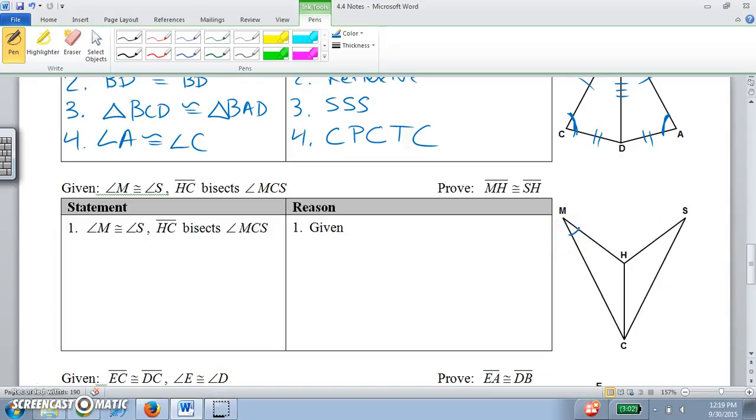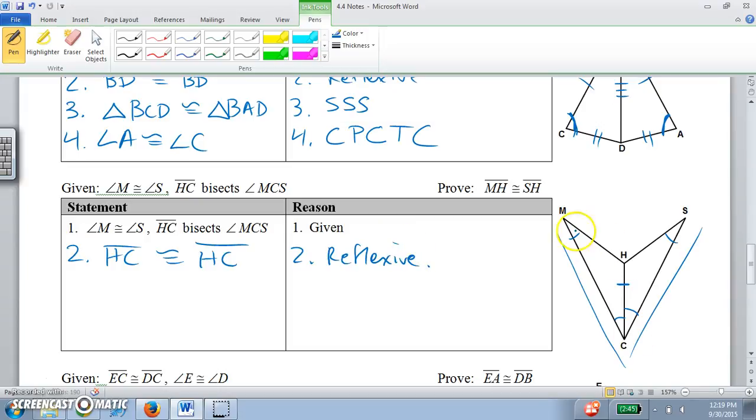Next one, angle M congruent to angle S. HC bisects angle MCS. So this whole angle right here is being cut in half. So these angles are congruent to each other. Next step, we need to state that we have a reflexive side. HC congruent to itself. Reflexive.